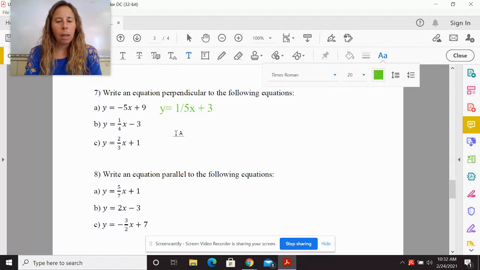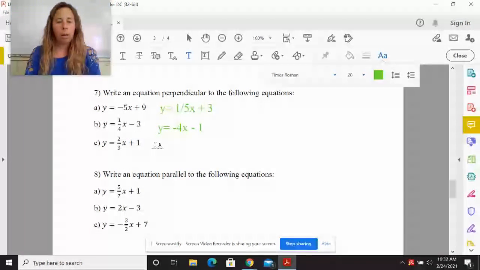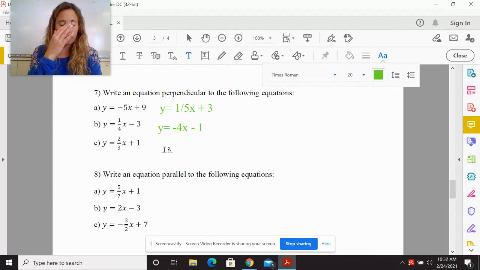Okay. So here we go. So flip it. So I'm going to get 4 over 1, and it's going to be negative. If you just write -4, that's fine. If you want to leave it as 4 over 1, -4 over 1, that's also fine. Okay? And then whatever y-intercept you want, -1. It's all about the slopes.